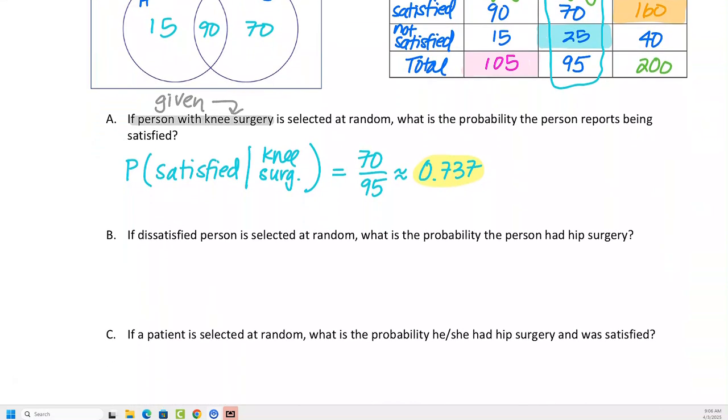How about B? If a person is dissatisfied, is selected at random, what is the probability the person had hip surgery? So is there a given on this one? Isn't it dissatisfied person? So this is the probability, right, that they had hip surgery given they were dissatisfied.